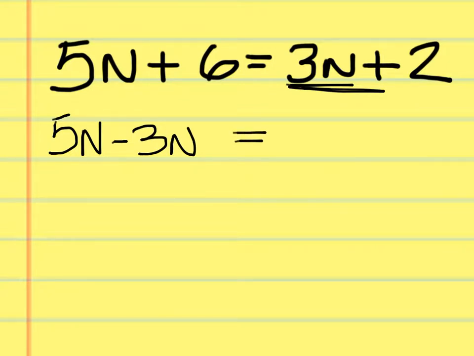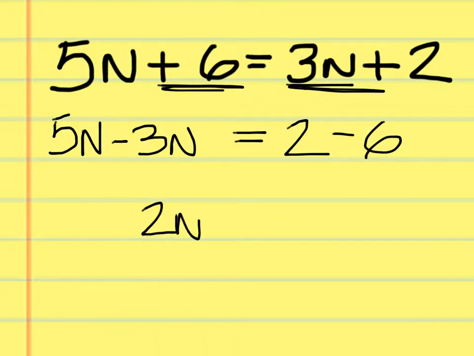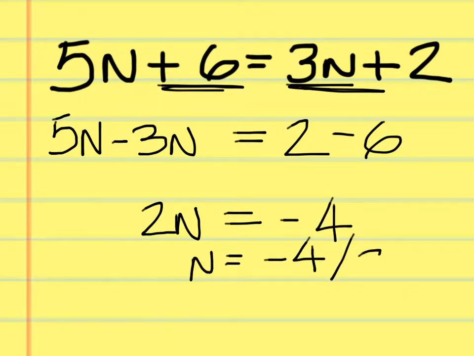You need only constants on the right, so you have a 2 there that stays. Move this plus 6 over, make it minus 6. So 5n minus 3n is 2n, and 2 minus 6 is negative 4. Divide negative 4 by 2 to get an answer of negative 2.